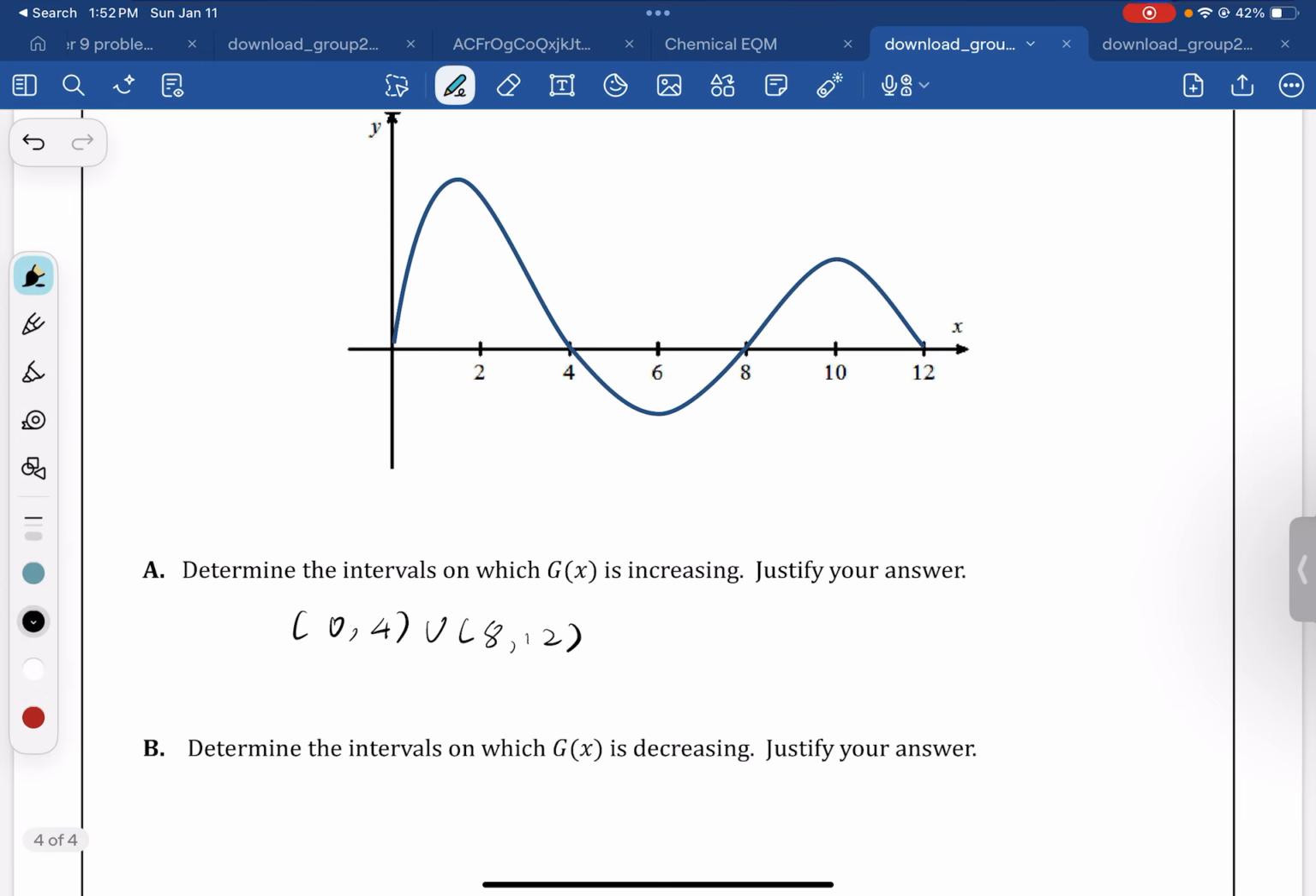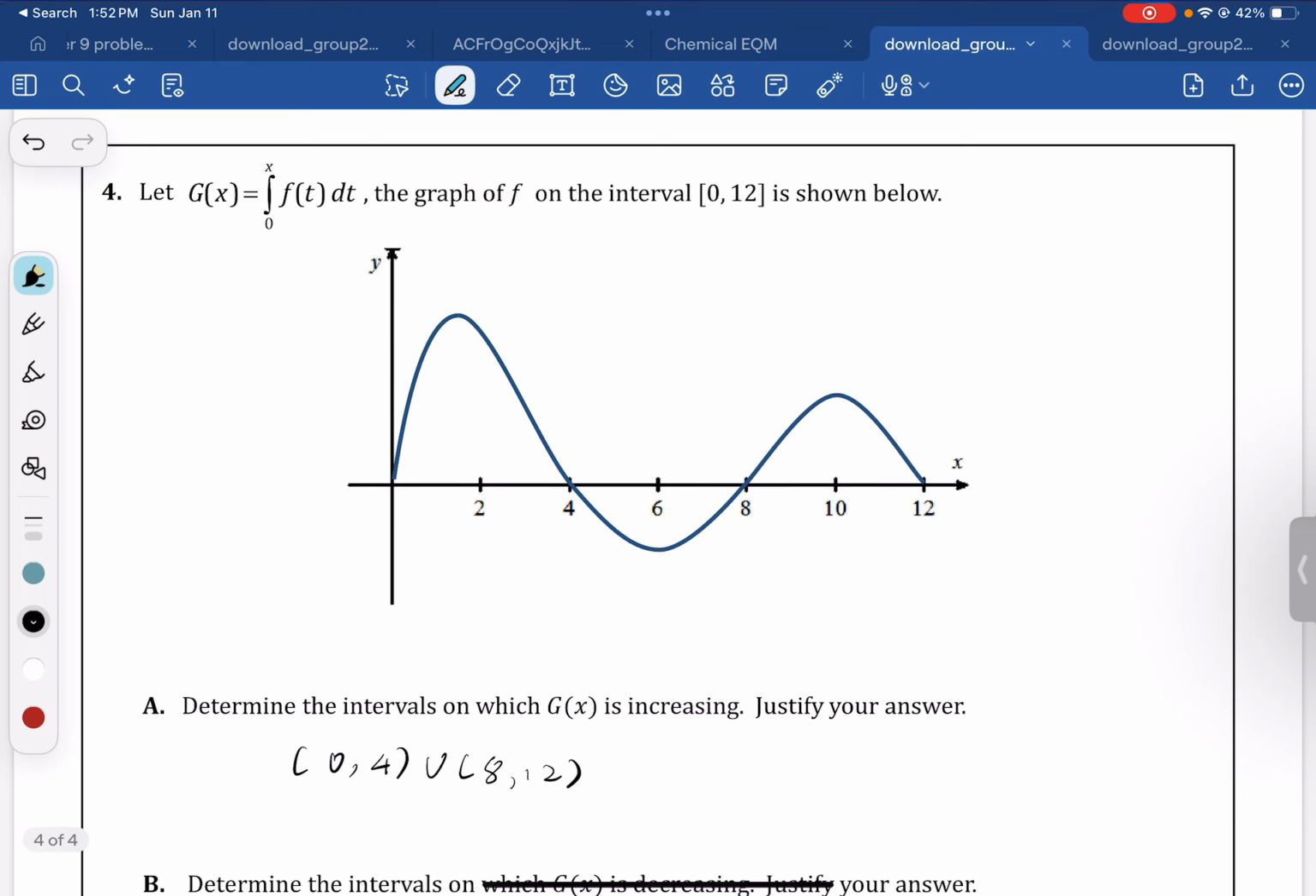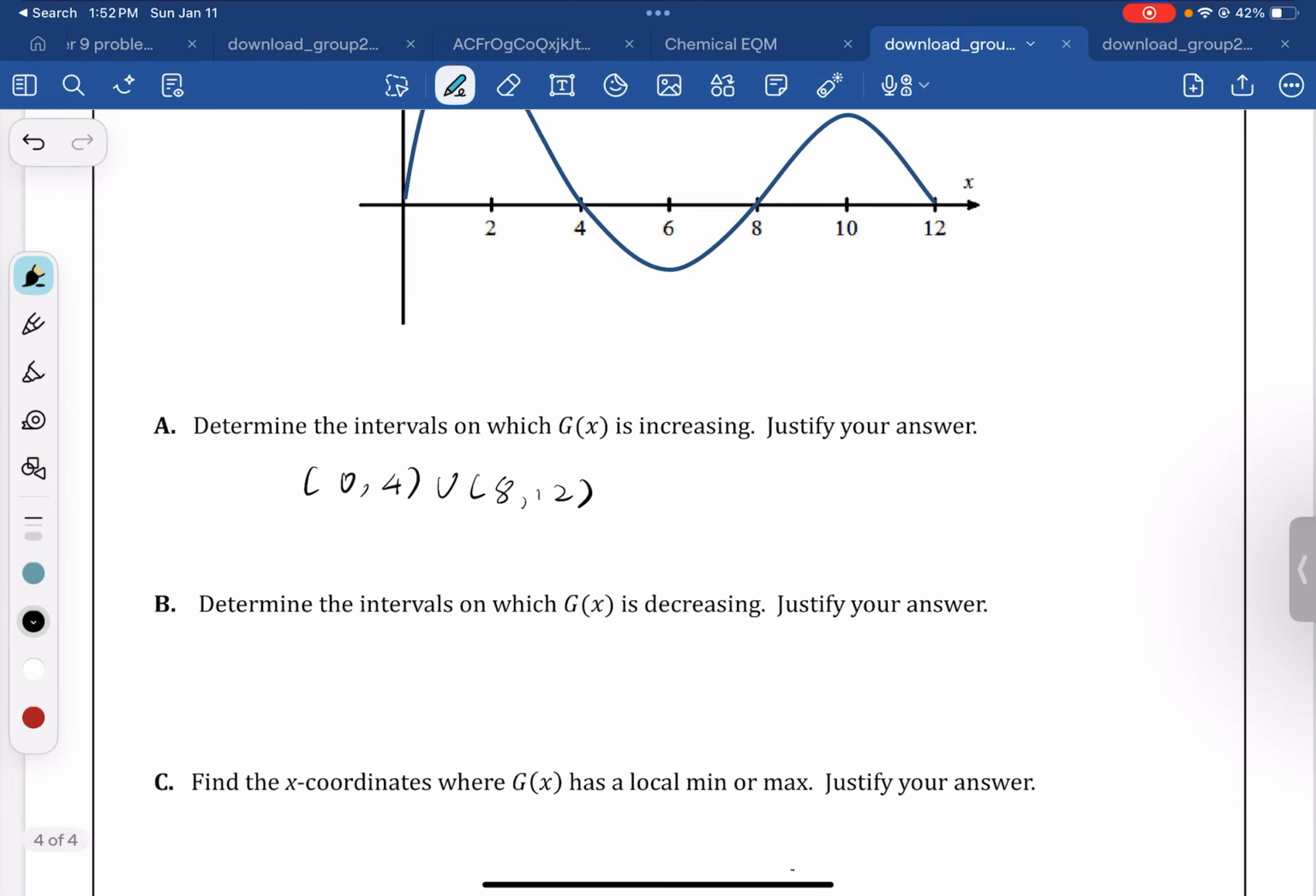Alright, now determine the intervals on which g of x is decreasing. Justify your answer. So decreasing means g prime of x, which is f of t, is less than 0, so it's from 4 to 8.